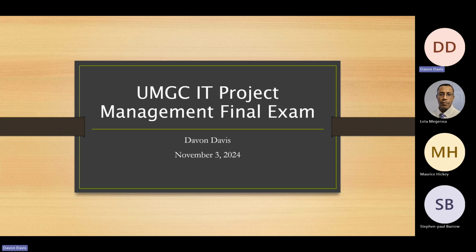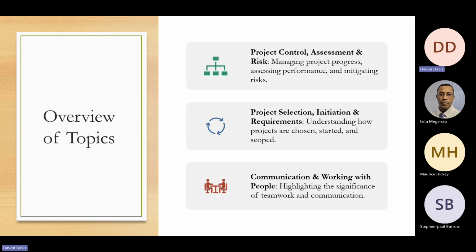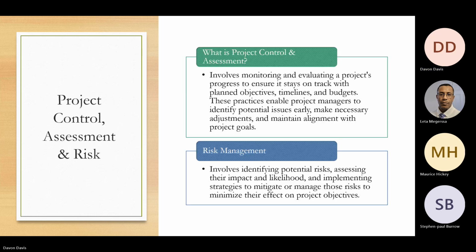So yeah, this is just an overview of the topics I'll be going over today. Going over project control, assessment, and risk, such as managing project progress, assessing performance, and mitigating risk. Also going to go over project selection, initiation, and requirements. This is just going to be about understanding how projects are chosen, started, scoped. And the last thing we'll talk about is communication, working with people, just highlighting the significance of teamwork and communication.